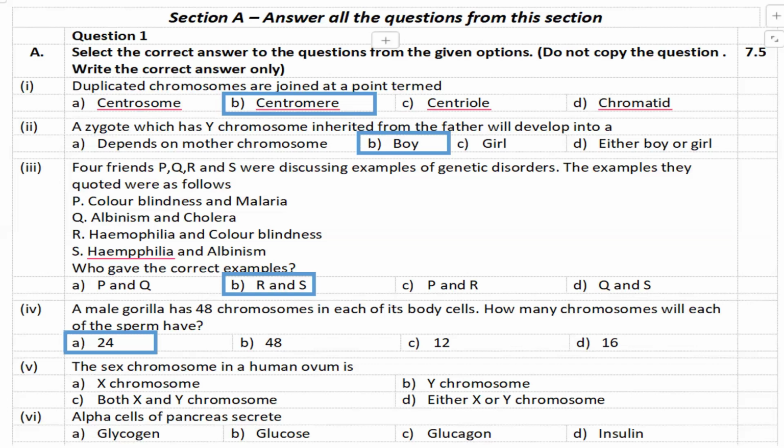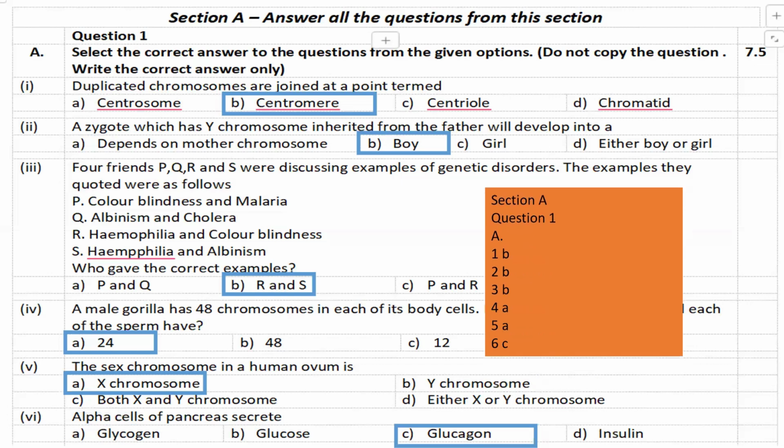Okay. Next, a direct question. Alpha cells of pancreas secrete dash. Now from here, the two options are glucagon or insulin. Glucose is not secreted at all. Glycogen is stored as glucose. So alpha cell secretes glucagon. Let's go to the next.